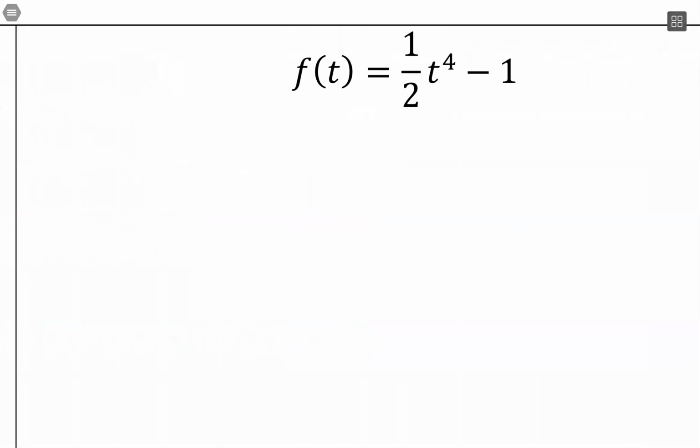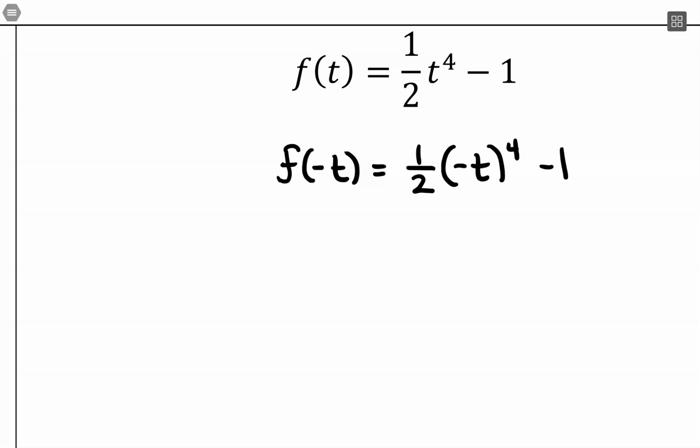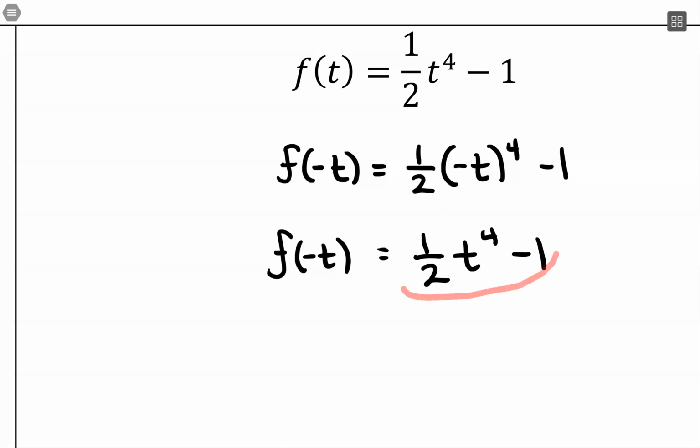Alright, let's look at this function here. So we're going to plug in negative variable, so negative t. So this is 1/2 negative t to the 4th minus 1. And since we have an even power, that's just going to turn positive. So that's just positive t to the 4th minus 1. And then what you'll notice is that our function is the exact same as the function we started with. So with that, we can see this is even.